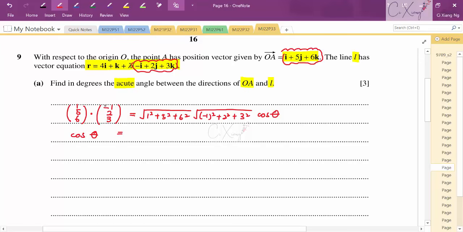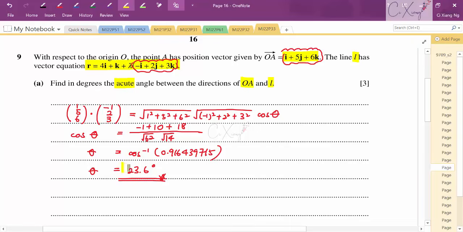Okay, then now to get the cos theta, I apply the dot product here. So -1 times 1, 1 times -1, I get -1. 5 times 2, I get a 10. 6 times 3, I get 18. So simplify the modulus, I'm having square root 62 multiplied with square root 14. Alright, so to get the theta, I have to bring over the cos, which is cos inverse 0.916439715. And the theta that I get will be equals to 23.6 degrees. Okay, so this is how we solve part A for question number 9.